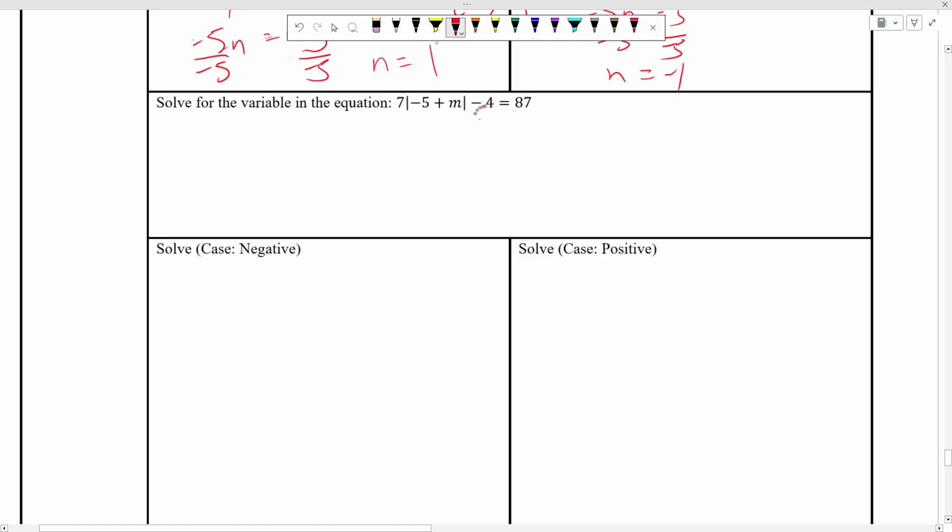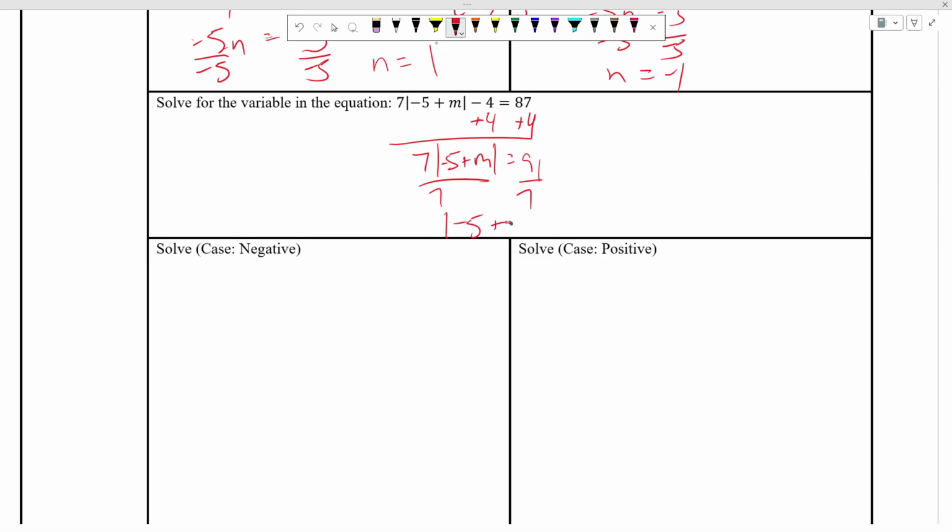Let's start with the property of subtraction and addition. So let's inverse this. Let's combine like terms by inversing. So I have this times -5 plus m equals 91. Okay, this is still not by itself. I got to inverse this 7 here, divide 7, divide 7. I have here -5 plus m equals 13.